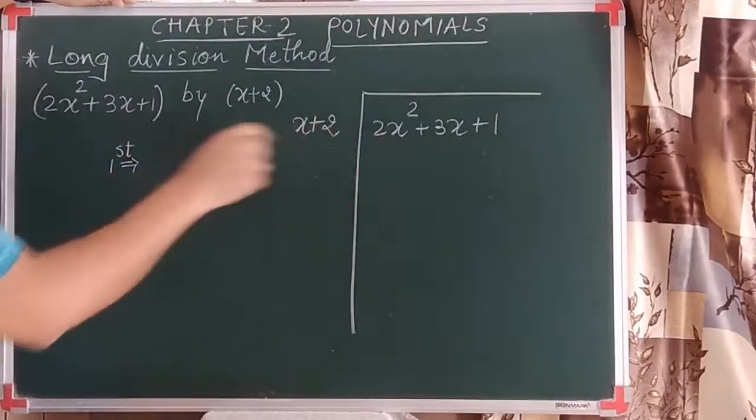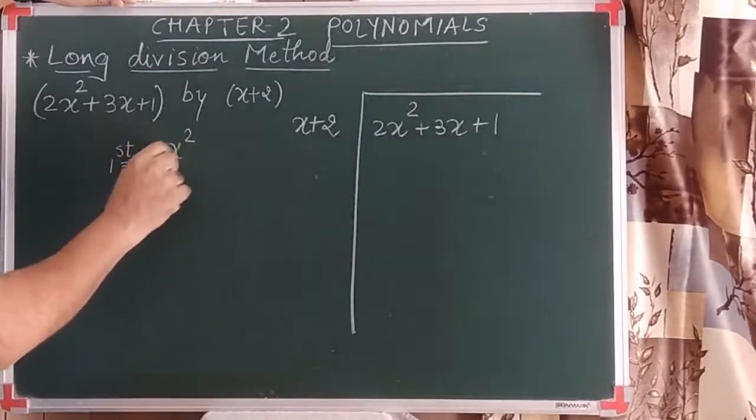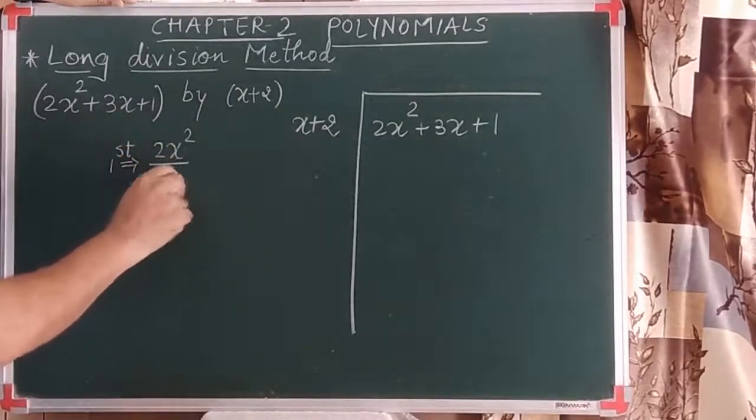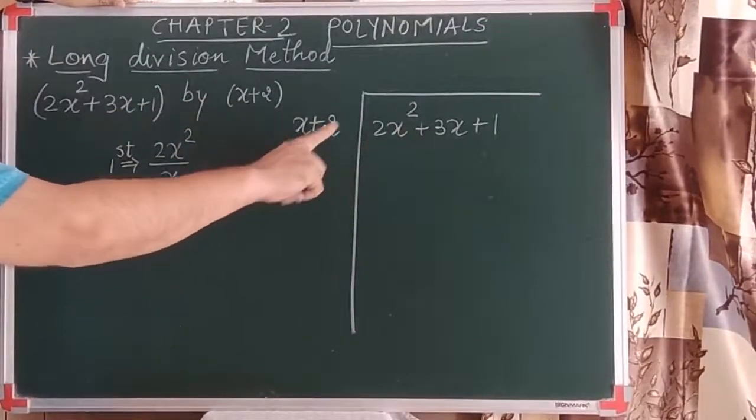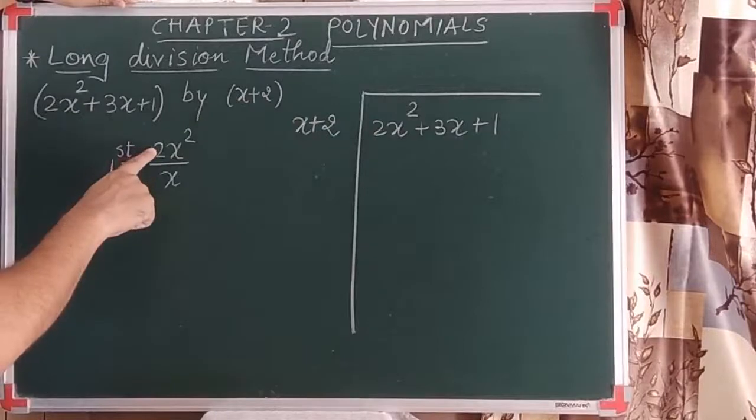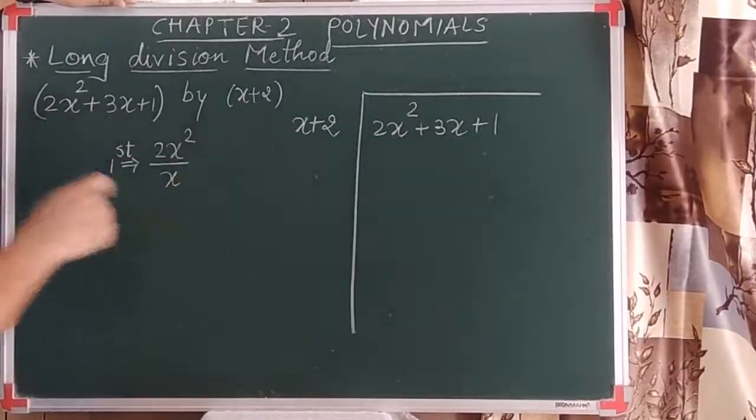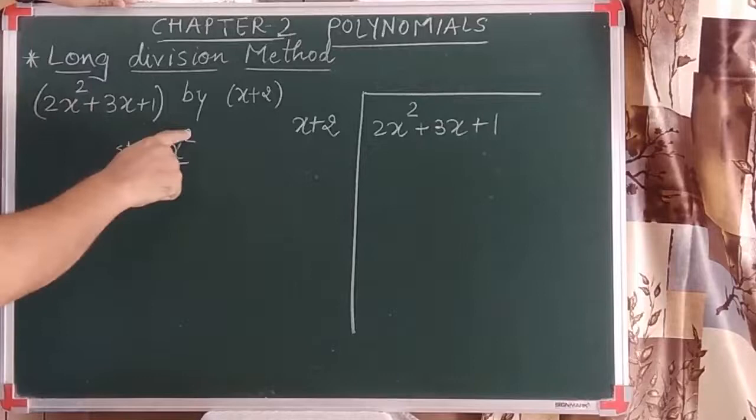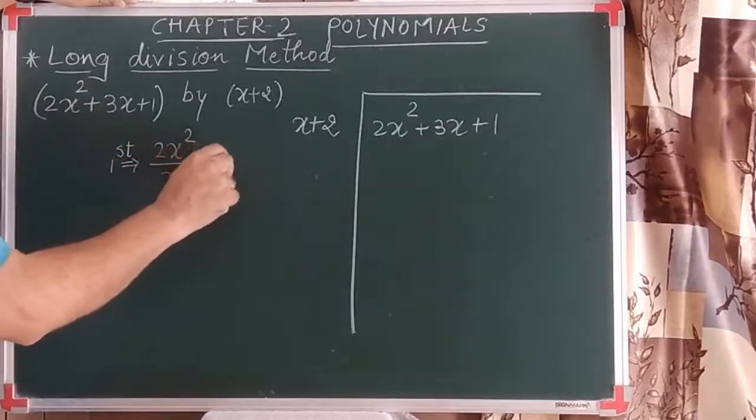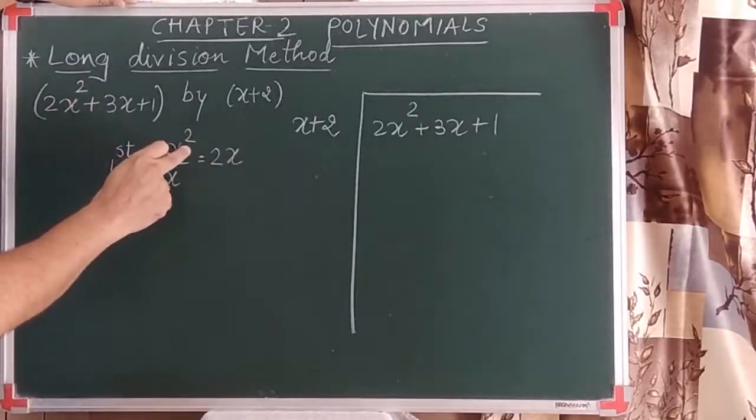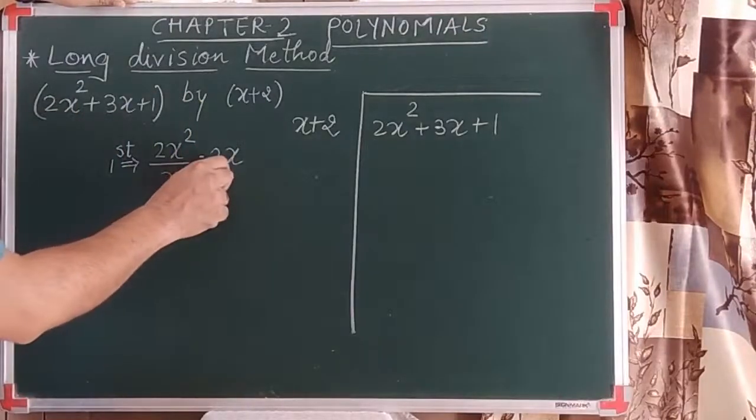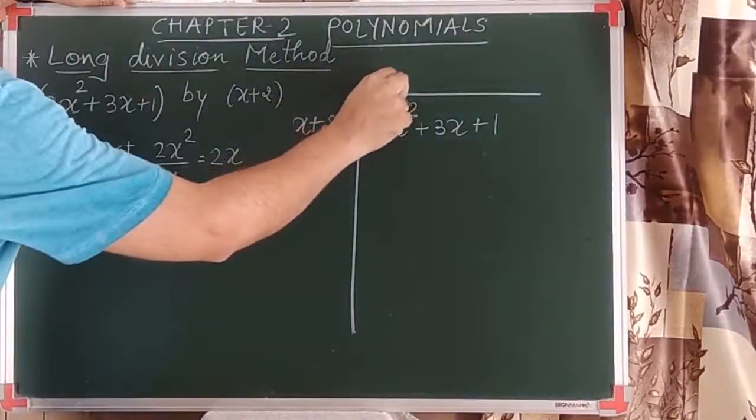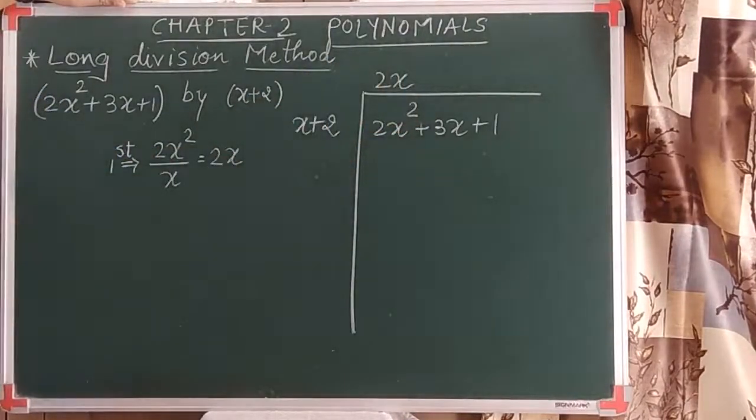The first term of the dividend should be divided by the first term of the divisor. I repeat, the first term of the dividend should be divided by the first term of the divisor. So when I divide 2x square by x, we will obtain 2x, because x square is x into x, so 2x will come. As the answer is positive, we write 2x as the first quotient. Got it? This is very important.